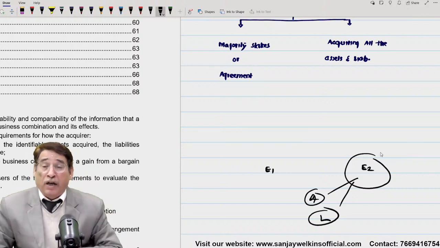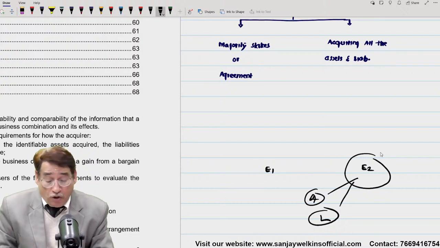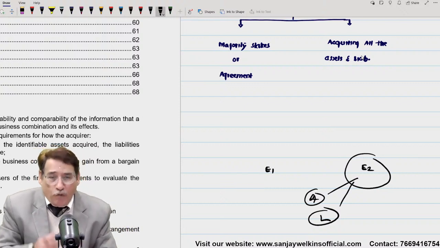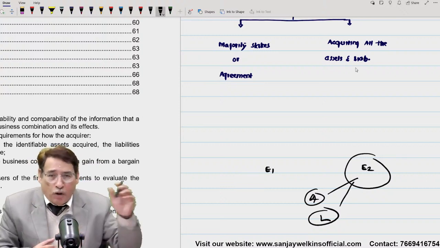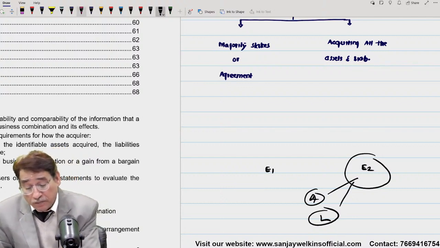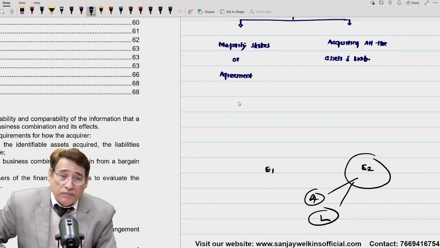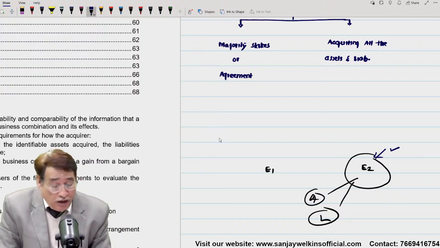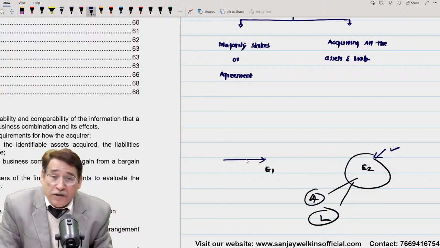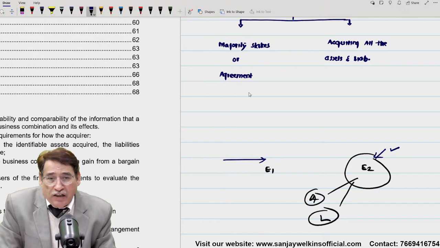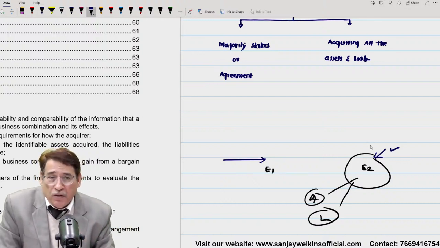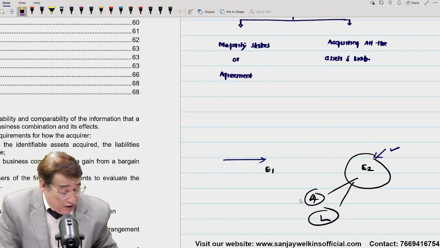Please let me know so that I can get an idea whether you are paying any attention to the lecture or not. If we get the control by acquiring all the assets and liabilities of the other entity, in this case, will the existence of the other entity come to an end or will it keep on operating? I have already told you, if we get the control through majority stakes and agreement, the existence of the other entity continues. In this case, what will happen? Will the other entity keep on operating, or will its existence come to an end and it will cease to exist? Right, give me the answers.